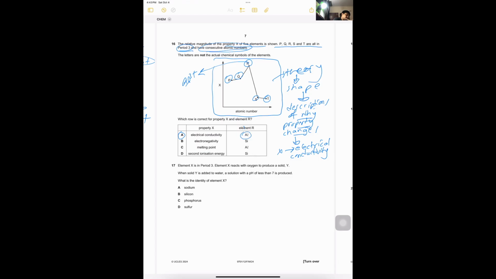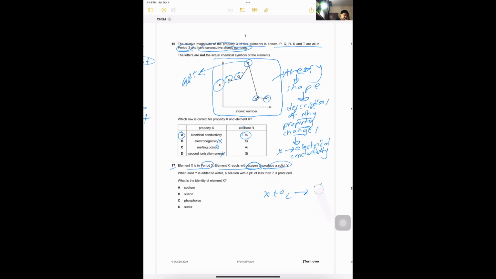So the elimination actually comes up in the very first part when you know what the property is and what the shape is about. So try to remember the shape of this type of graphs. These are given clearly in the Cambridge endorsed books or any type of resources online. You can just try out any. Question 17. Element X is in period 3. Element X reacts with oxygen, so it's X plus O2 to produce solid Y.